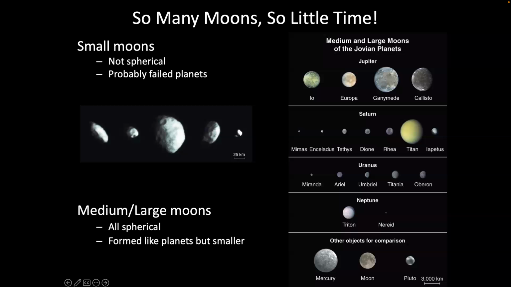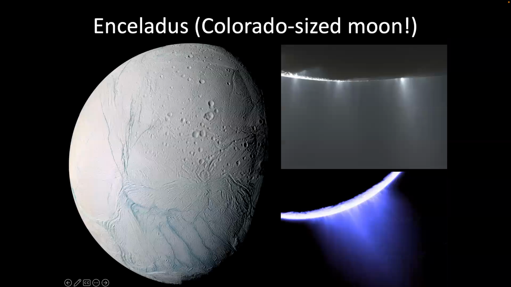We'll talk about that in a few seconds. That's Titan. Oh, it's actually not even included on here. We're first going to talk about Enceladus. Enceladus is sick. Okay. That's this one. It's the size of Colorado.